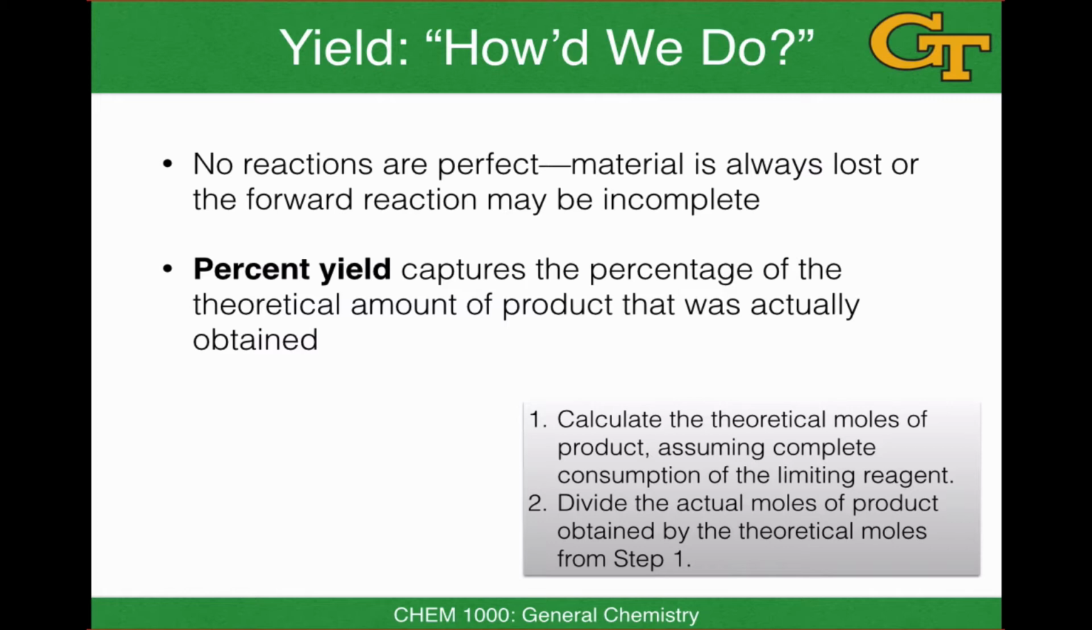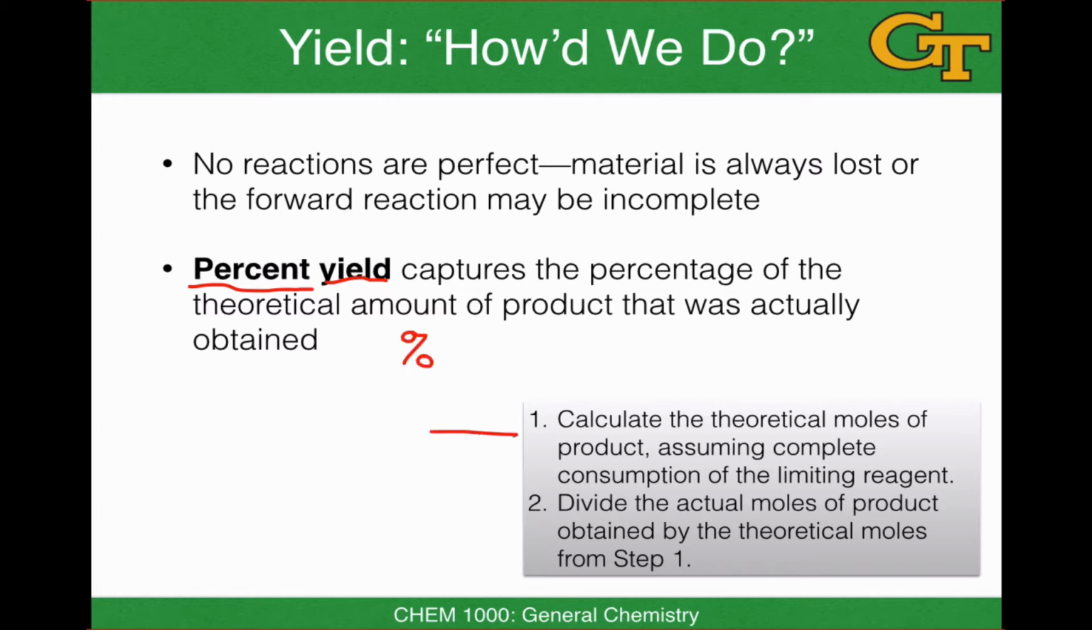into the final product. Percent yield is a quantity that captures the percentage of the theoretical amount of product that was actually obtained. And while percent yield is almost always less than 100%, in some cases where impurities have been introduced, the percent yield can actually be greater than 100%. So there are two big steps to determining percent yield.